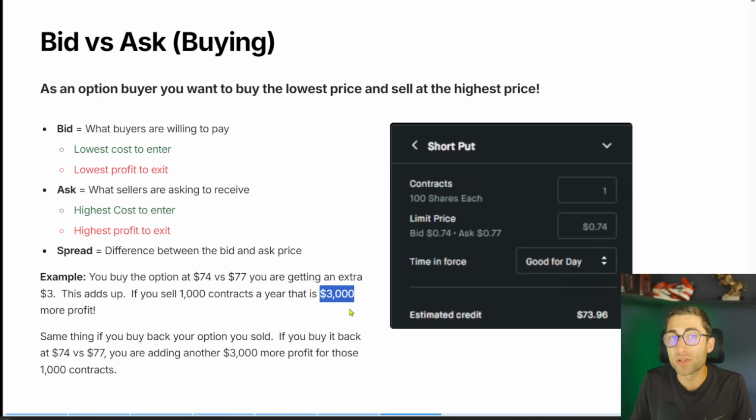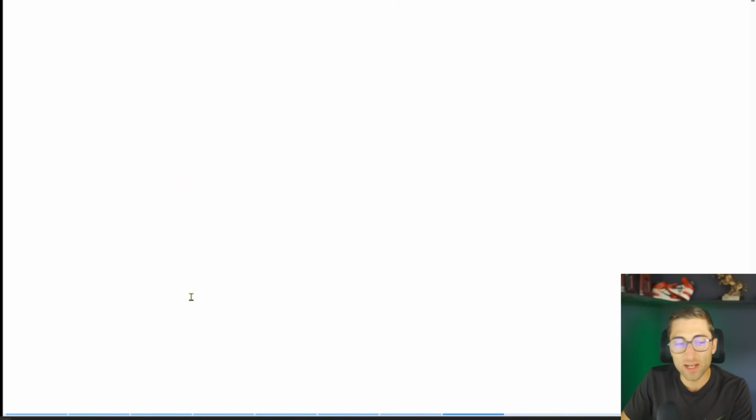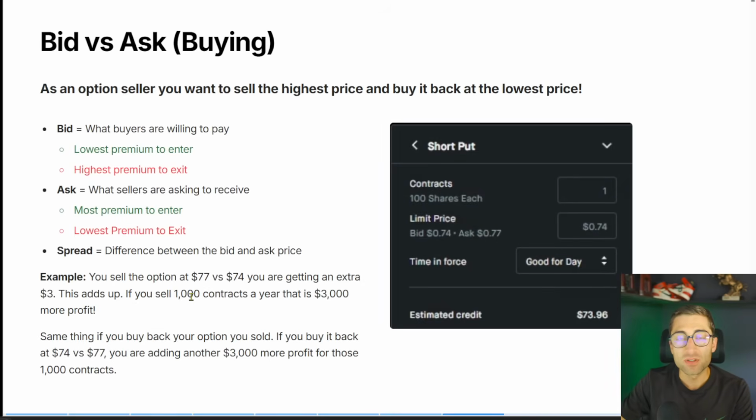So that adds up over time. Just that little dollar here, dollar there. We have to understand the bid-ask. And when you're buying, you want to go as low as possible. And then when you exit the trade, it's the same thing. You're trying to get out at the highest end of the range. And if it's a $3 range, a couple bucks here adds up. So that's $6,000 over entry and exit. So this is actually the selling slide.